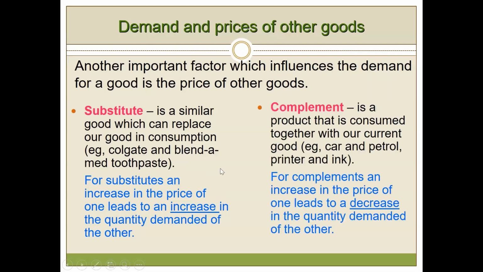Complement is a product which is consumed together with our good. For example, car and petrol, which I've discussed already, or printer and ink. You cannot use the printer without an ink, and the other way around. There is no point in having ink if you don't have a printer. These two products can be sold separately but consumed together. And prices of each of these goods will affect demand for the complementary product. For complementary goods, an increase in the price of one will lead to decrease in the quantity of another.